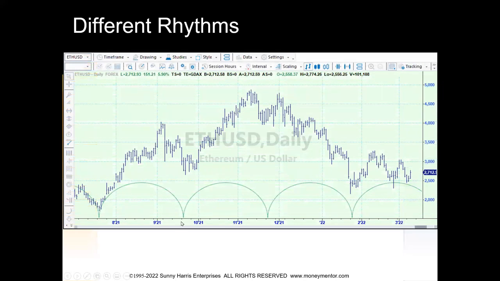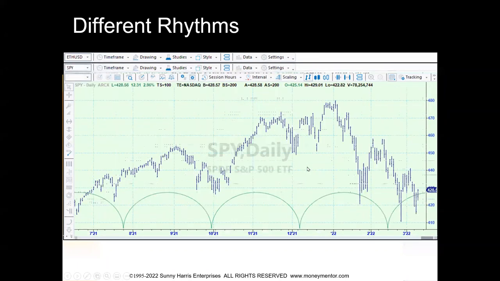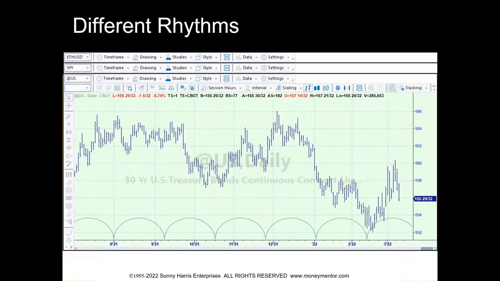Here's a cycle put on the Ethereum chart. This is a daily chart, and you can see how the cycles fit right in there. So if you put your cycles on, you can do a really good job of catching highs and lows. Here it is on the SPY, the S&P 500 ETF, same idea, but different cycles. And here again are the bonds on a different cycle. You see that's smaller than the other cycle that we just saw.